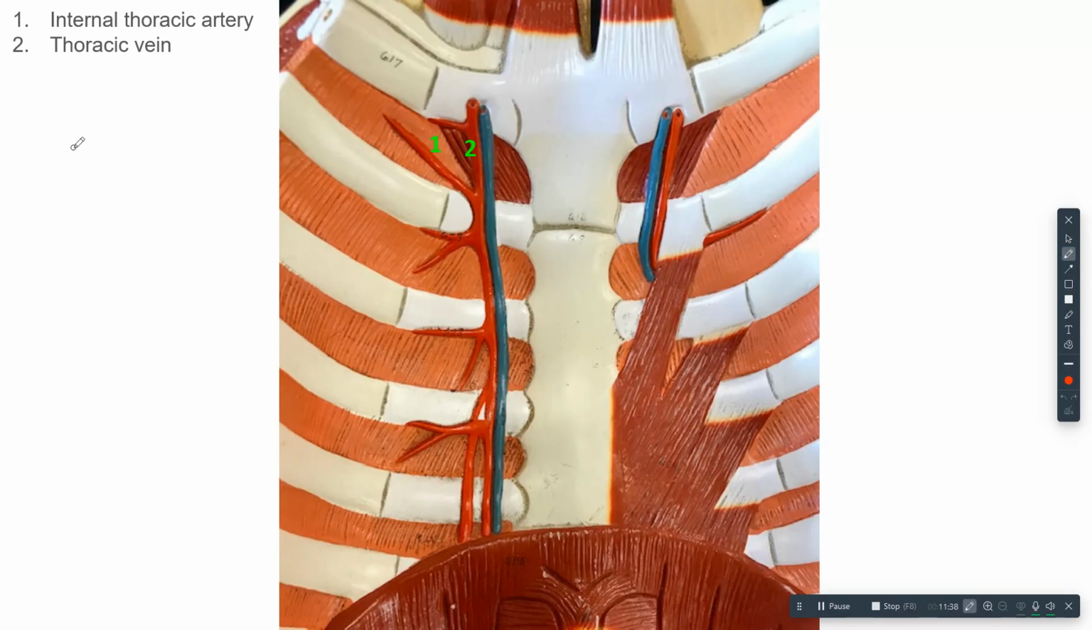So I've got my internal thoracic artery, the red guy going down, and the guy going across there is my anterior intercostal artery. So I'll fix that on the presentation.